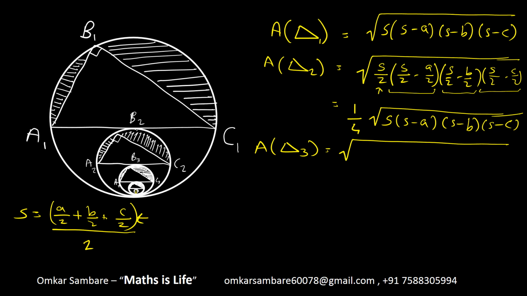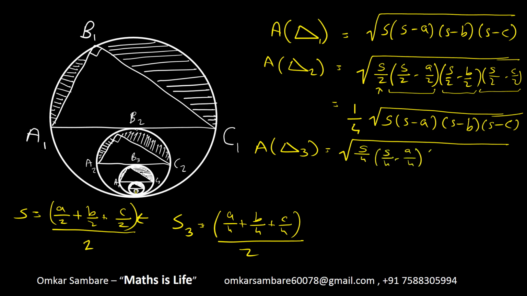So what will be the value of s? The value of the new s, that is s3, for the third triangle will be a by 4 plus b by 4 plus c by 4 upon 2. And if you solve this correctly, you will get that this is nothing but s upon 4. So we can write here s upon 4 into s upon 4 minus a upon 4, because sides are getting divided by 2 of the previous sides, so it will be divided by 4 here. And then s upon 4 minus b upon 4, then s upon 4 minus c upon 4, like this.